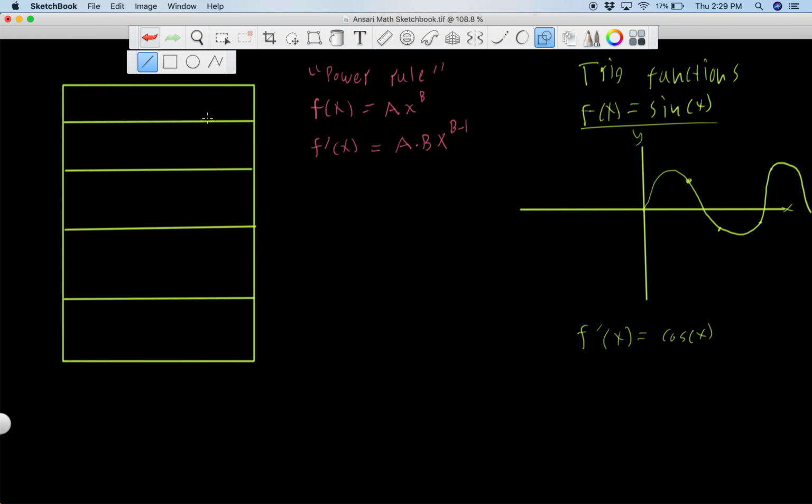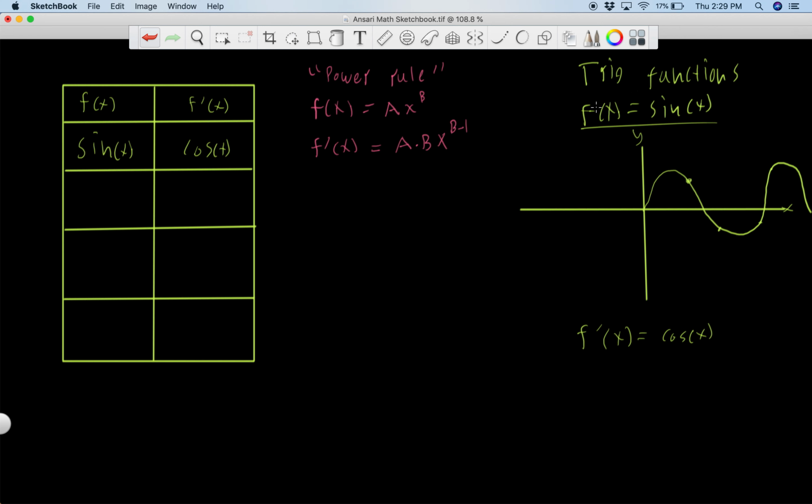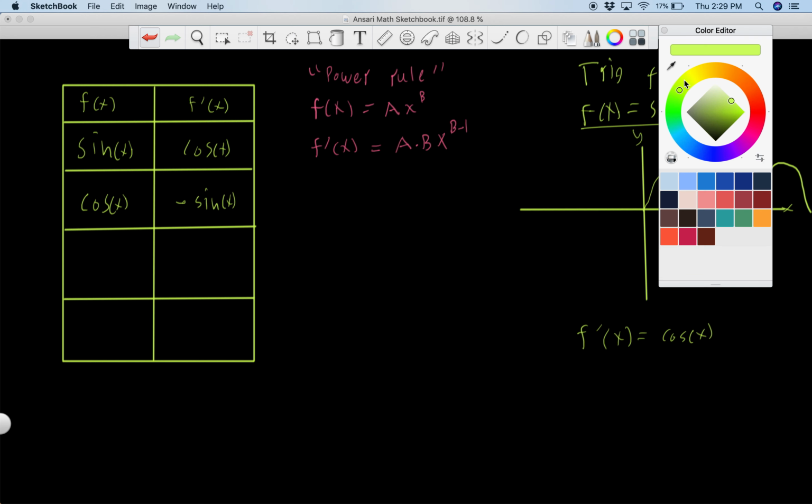All right, so here we'll say this is f of x, and this column is f prime of x. So the first one was sine of x, so let's fill that up. We know that if our function is sine of x, then its derivative is cosine of x. Now the next one is cosine of x. If our function is cosine of x, well, pretty symmetric here. Its derivative is negative sine of x.